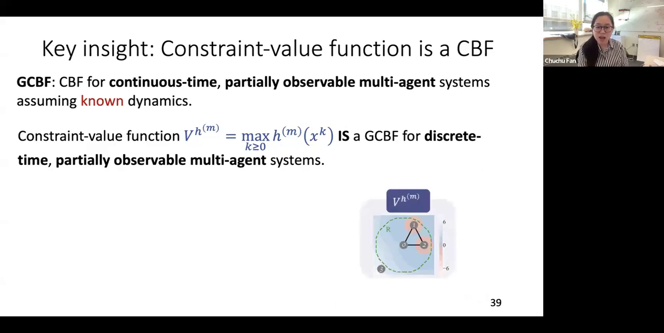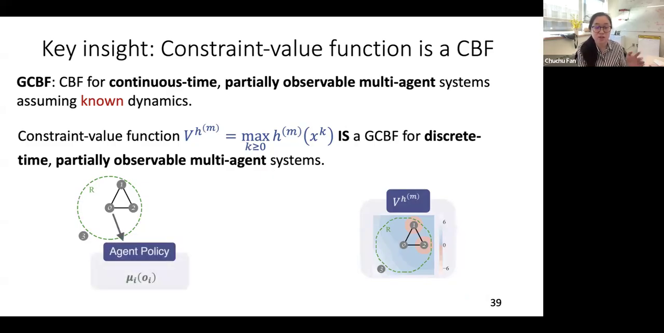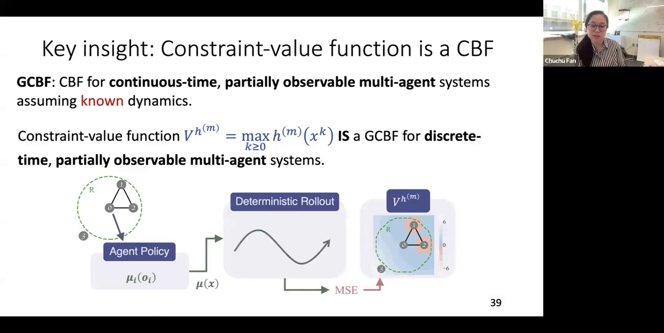Now we know that if we manage to learn this constraint value function through any off-the-shelf methods, then we'll be able to already get a valid GCBF. So from the agents, we will collect some deterministic rollouts, using these deterministic rollouts to learn the constraint value function. So that's step number one.